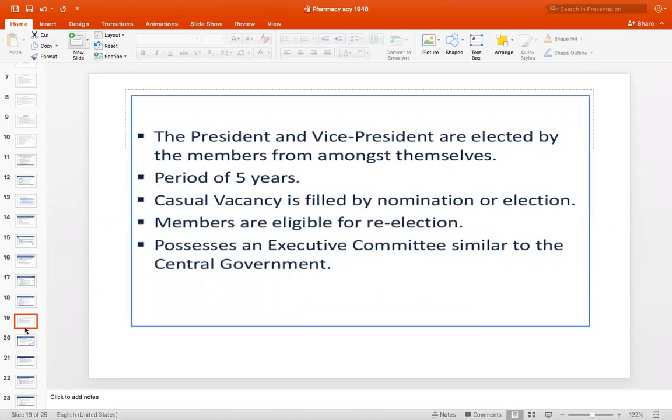The president and vice president are elected by the members from amongst themselves. The period is 5 years. As I told you, every 5 years this will get dissolved, so again they reconstitute it. Casual vacancy is filled by nomination or election. If there is any vacancy, they fill it by nomination or by election. Members are eligible for re-election also. If you want to again participate in the election, you can always go for it. It possesses an executive committee similar to the central government.